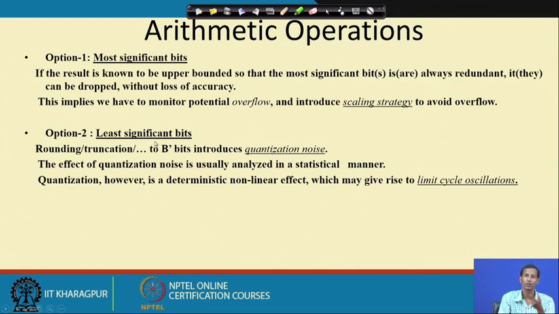Quantization error means, suppose I have 3, and if I just miss the last bit, the data will now become 1. So 2 is the error which I am accommodating for just missing one LSB. In both cases, missing the MSB gives me overflow, and truncation of the LSB gives me quantization noise.